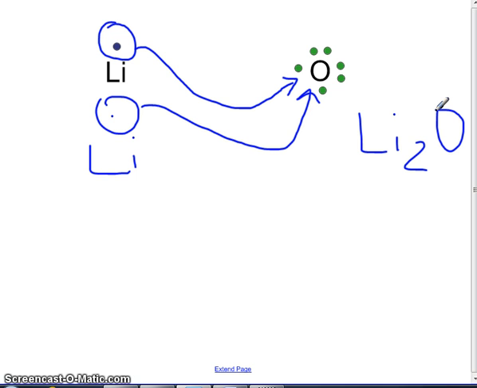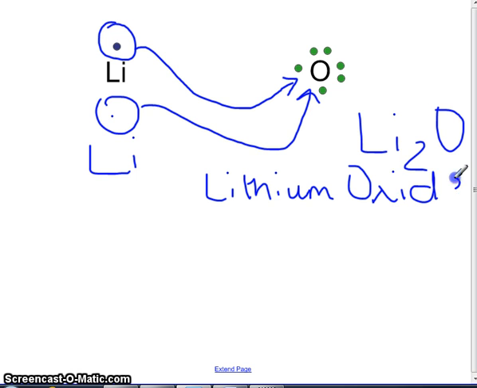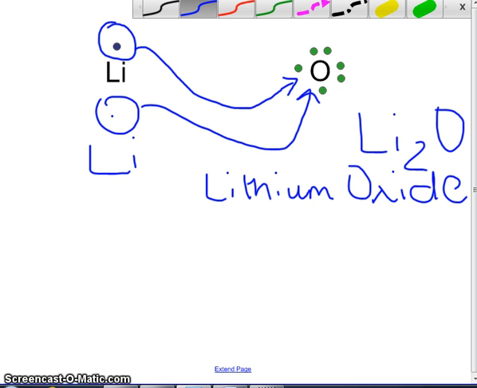Okay? And remember to name this. The metal stays the same, the cation stays the same. So we have lithium, and then the anion we change so that it ends in IDE. So we have lithium oxide. But what I want to show you guys is a shortcut.